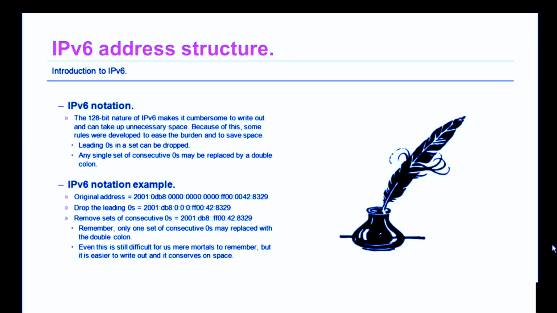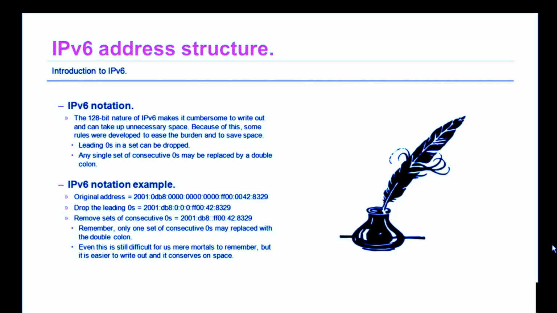So let's talk about IPv6 notation. The 128-bit nature of IPv6 makes it cumbersome to write out, and it can take up unnecessary space. Because of this, some rules were developed to ease the burden and save space. When you're looking at a group of IPv6 numbers, any leading zeros in a set can be dropped.